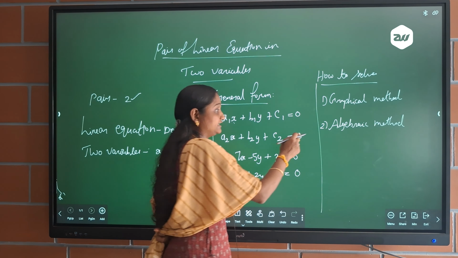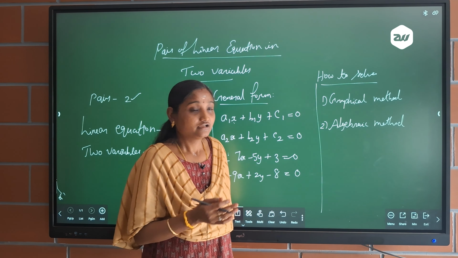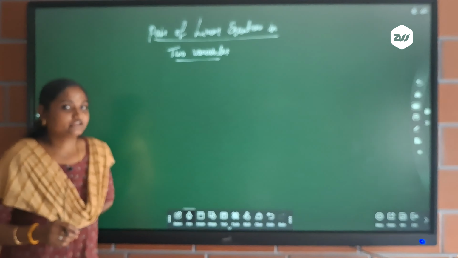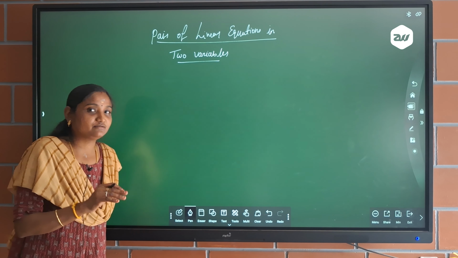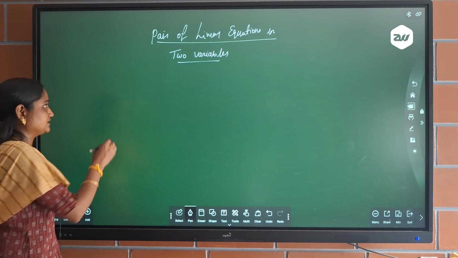ஓகேங்களா? First I will explain. In algebraic method we have 2 different sub methods. இன்னும் 2 method இருக்கு algebraic methodல solve பண்றதுக்கு. 2 methods solving equation பார்த்தோம். ஒன்னு graphical method, இன்னொன்னு algebraic method. சரிங்களா? First இப்ப algebraic methodனா என்னன்னு சொல்லி பார்க்கலாம். சரிங்களா?